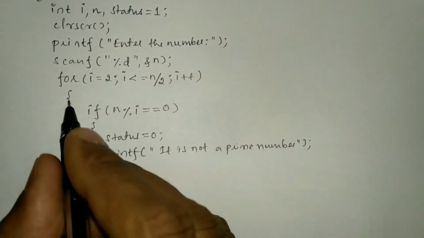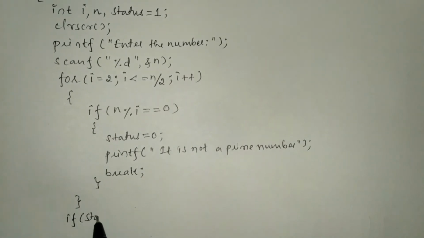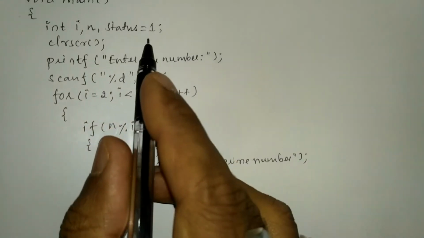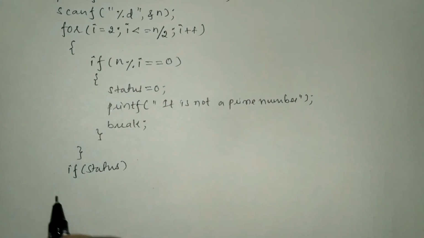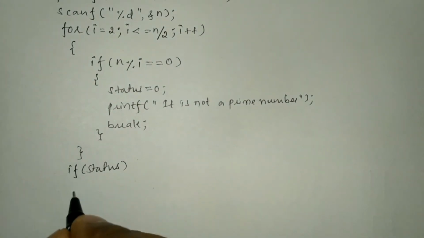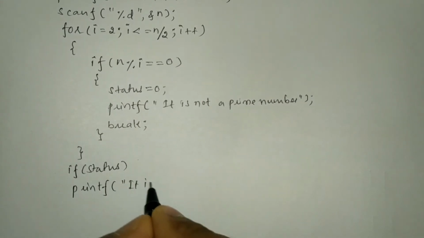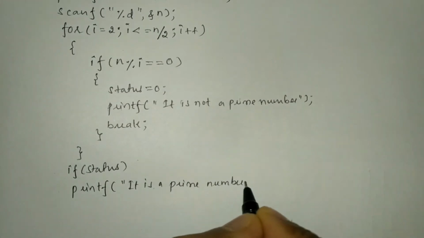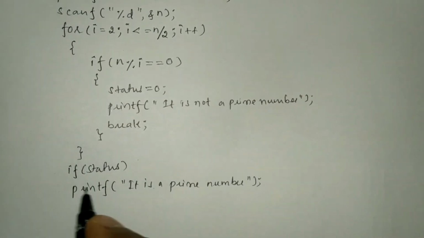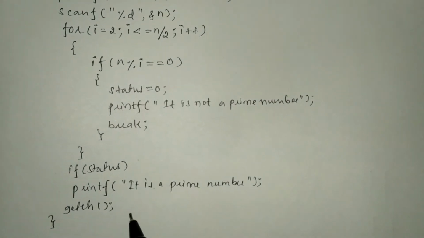Next we are going to put the closing brace for this for looping construct, and next we are going to write if (status). If status means what? Here we initialized status equal to 1. If it is 1, then it has to print that it is a prime number. So I'm going to write here printf, and in double quotation marks I'm going to write "It is a prime number", end the double quotation marks and put a semicolon, and here we are going to write the getch function and the curly closing brace for the main function.